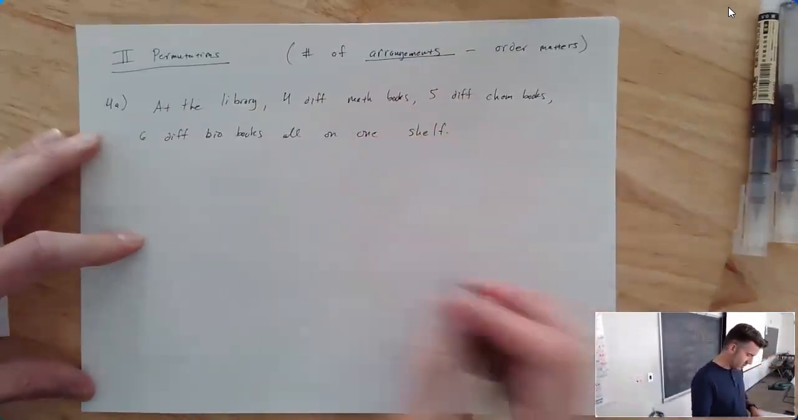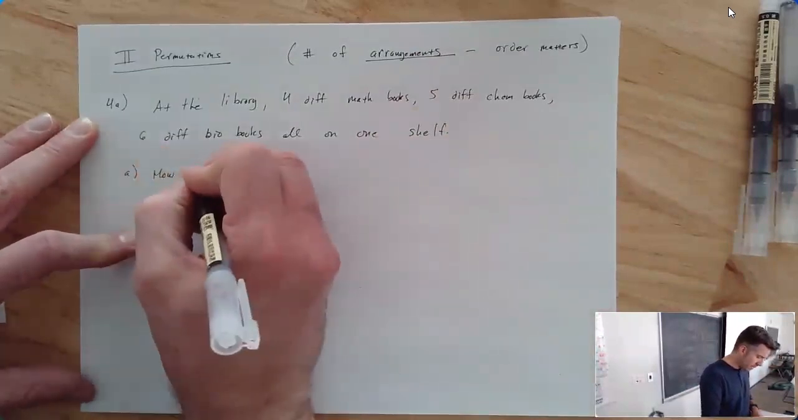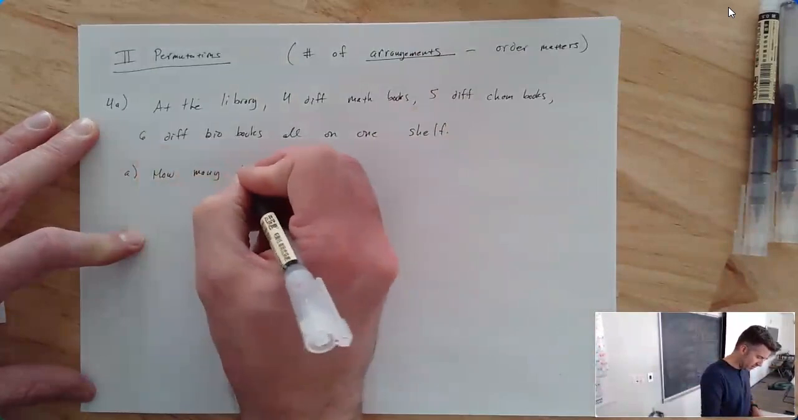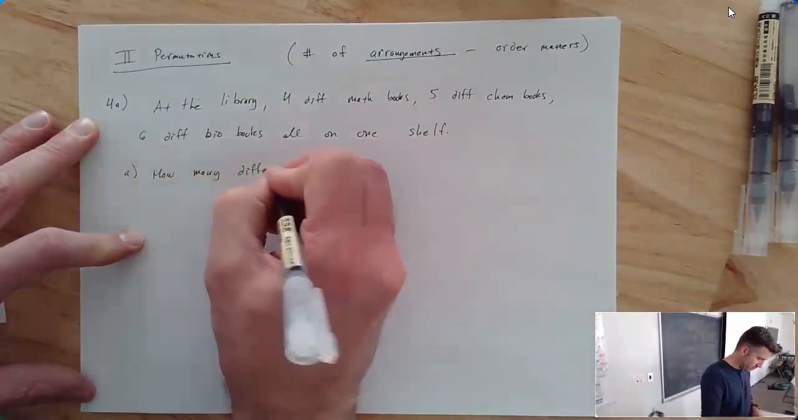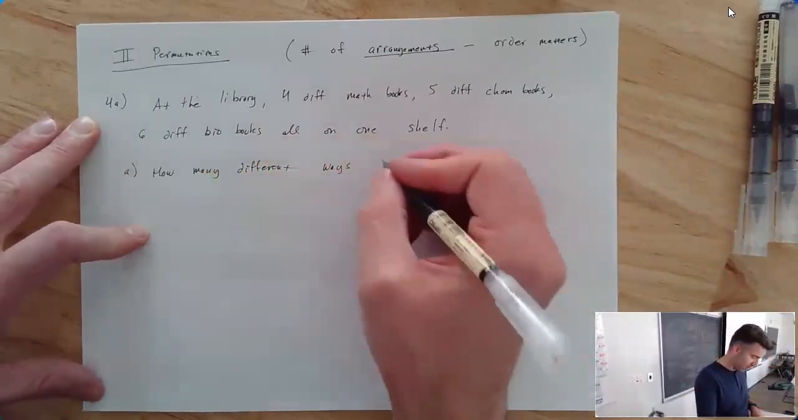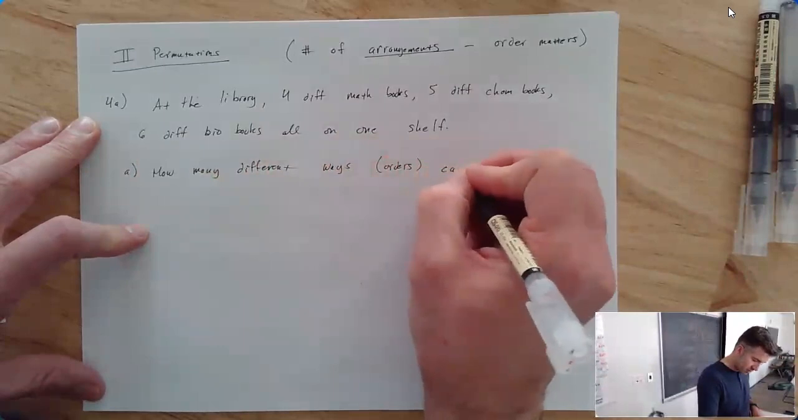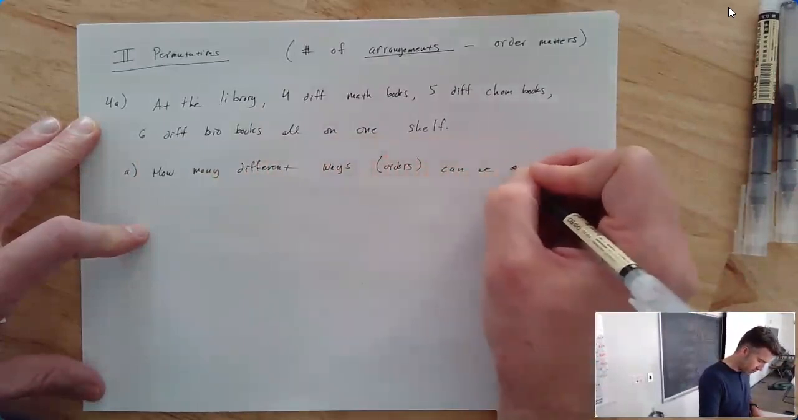So the first question we're interested in asking is, how many different possible ways, or you may think of this better as how many different possible orders, can we arrange the books on the shelf in?